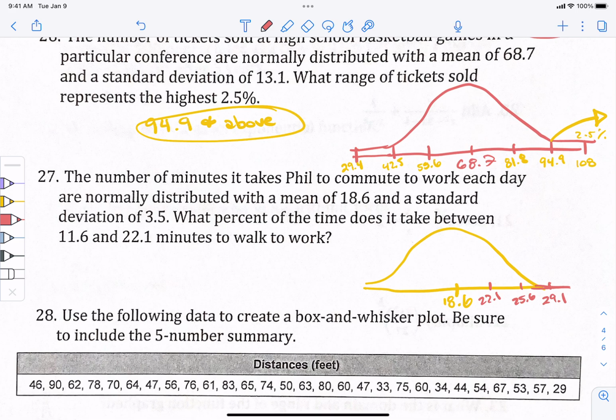Okay, and then subtract, subtract, subtract. I've got 15.1, 11.6, 8.1. Okay, there's my markings. Here's 0, +1, +2, +3, -1, -2, -3. That's how many standard deviations we are above and below.